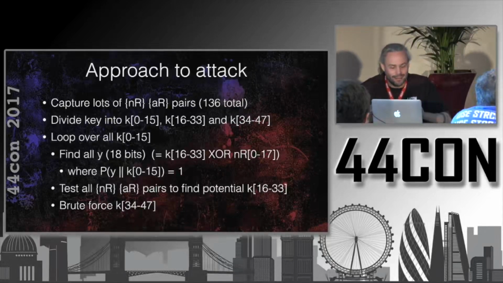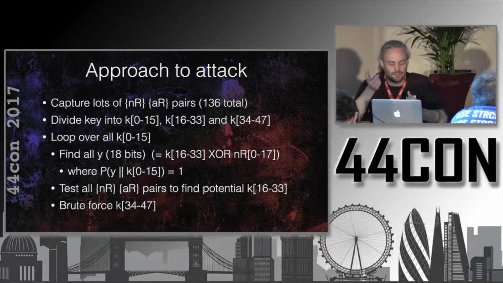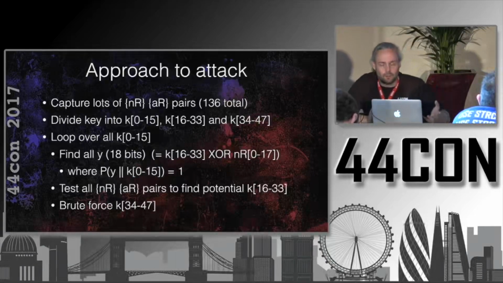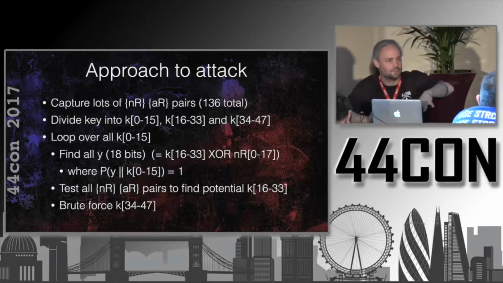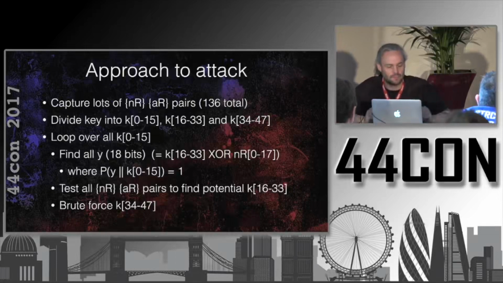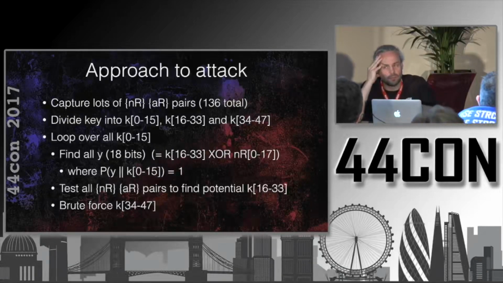He's a nice guy. So we're going to divide the key into 3 sections: lower 16, middle 18, and upper 14 rather. We loop over the lower 16 bits, and for each possibility, each of the 65,000 possibilities, we'll do this entire rest of the process. So we're going to find values y, and y essentially will be the middle bits of the key XORed with the first 18 bits of the nonce.